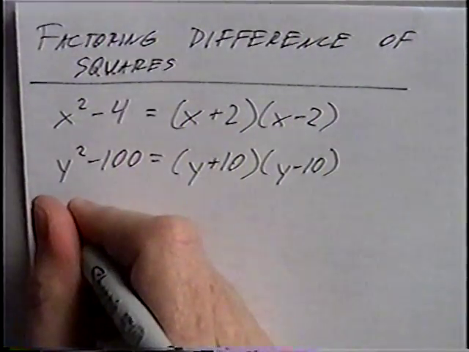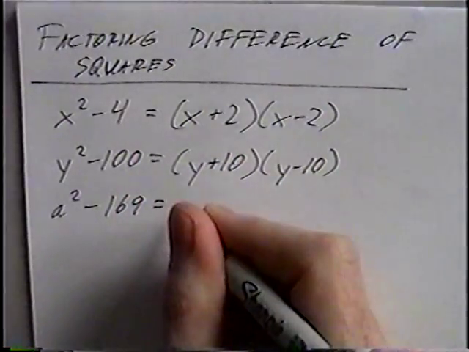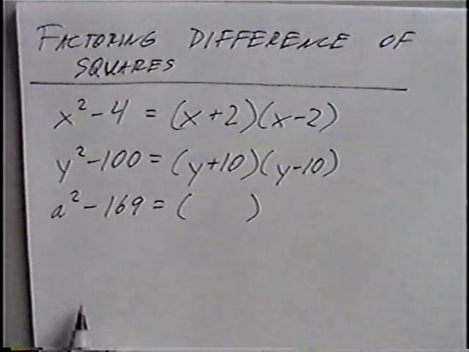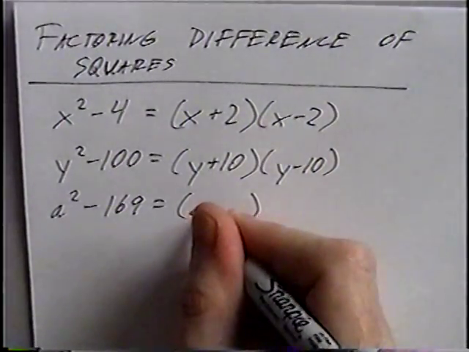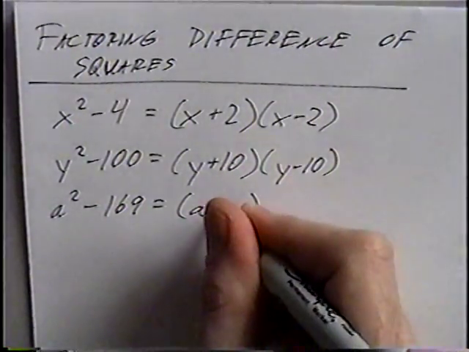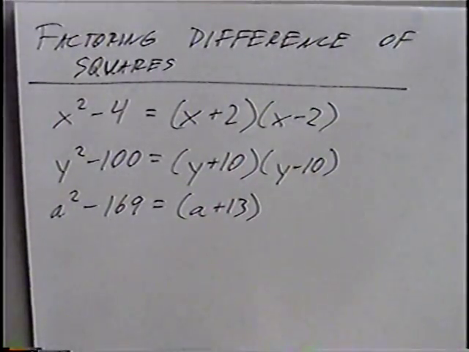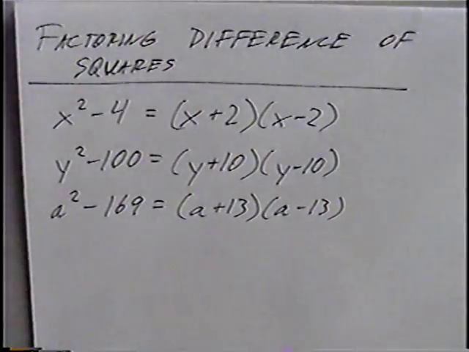Last question for this section, a squared minus 169. Again, the first step, take the square root of a squared, which would be a. The square root of 169 is a number times itself that's 169, and that number would be 13. And your second answer, change it to a minus 13.